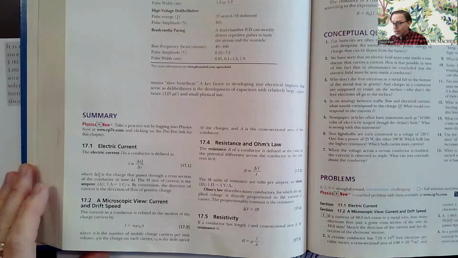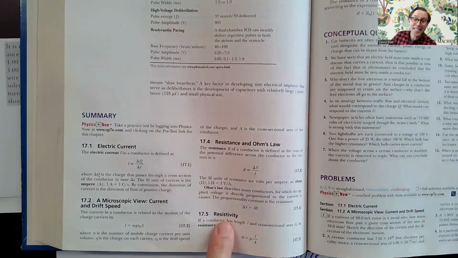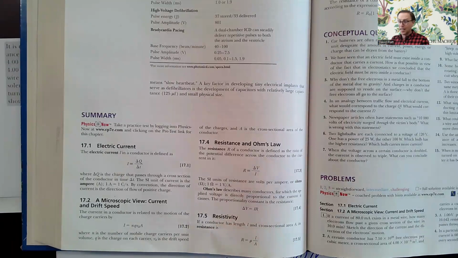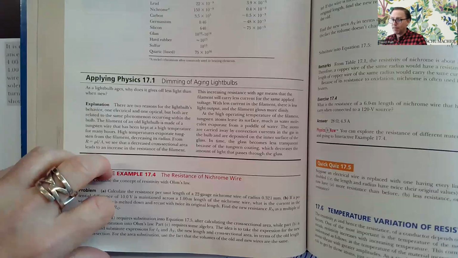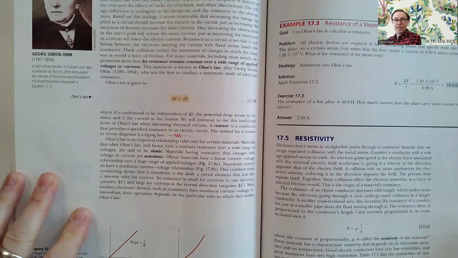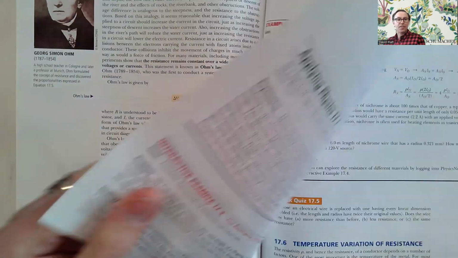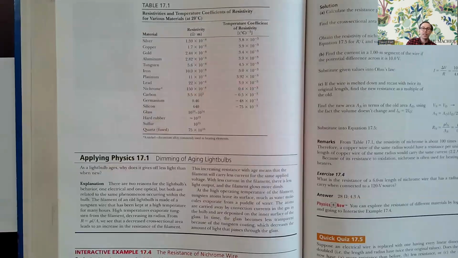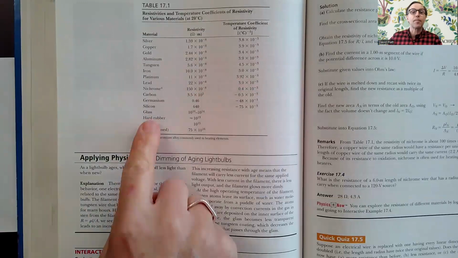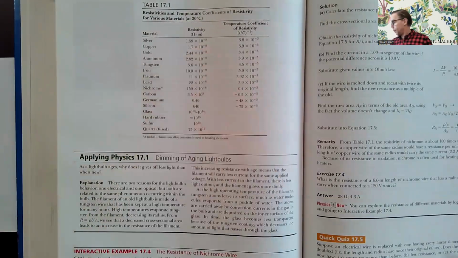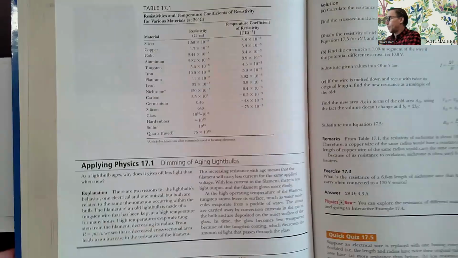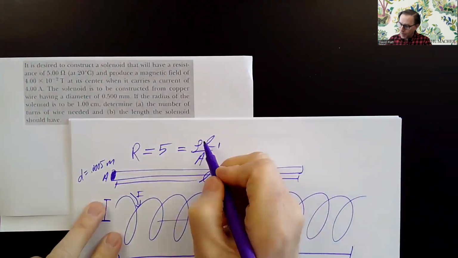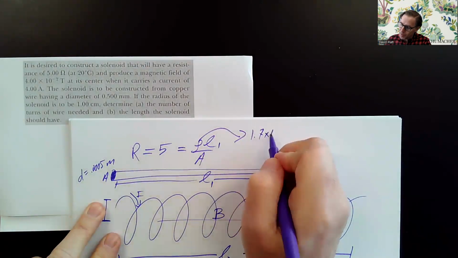Look, there's a section called resistivity in chapter 17, section 5. So I'm going to flip back to section 5, resistivity, and look at that. There's a table right there with resistivities of different materials. Copper, 1.7 times 10 to the minus 8th. It's so small.